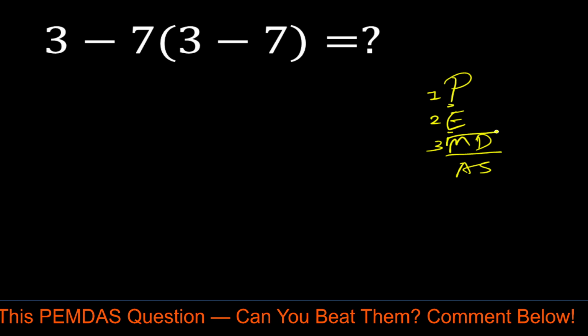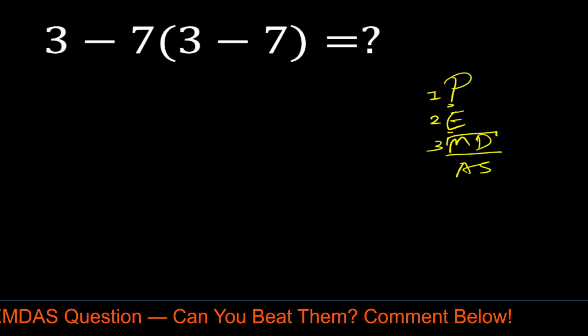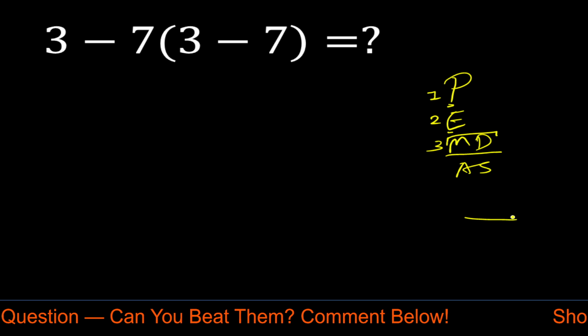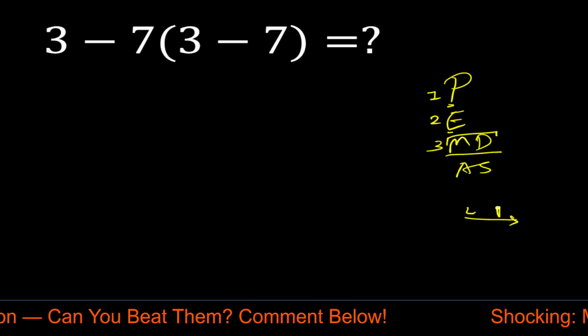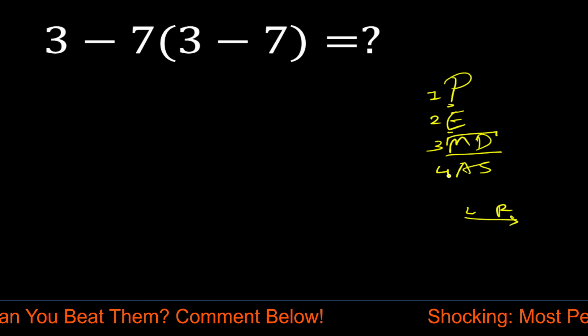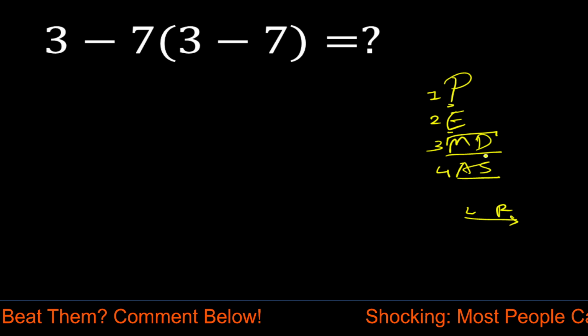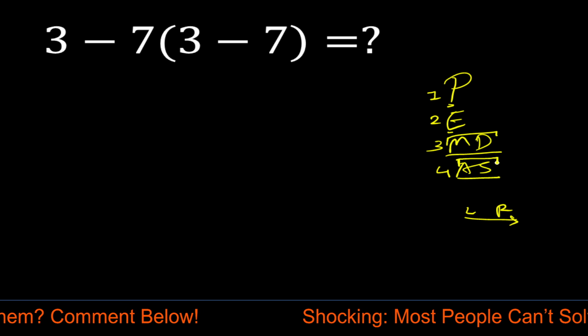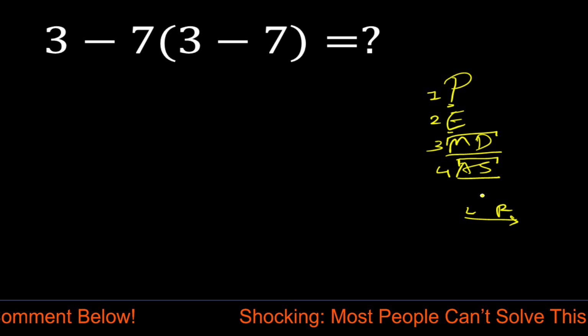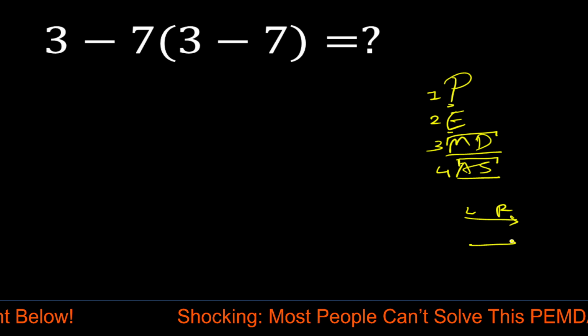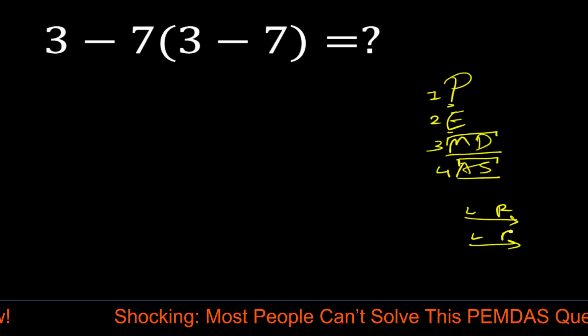division. Here multiplication and division both have equal priority. So we have to solve it from left to right. Then fourth and last priority is addition and subtraction. Also addition and subtraction both have equal priority. So we have to solve it from left to right.